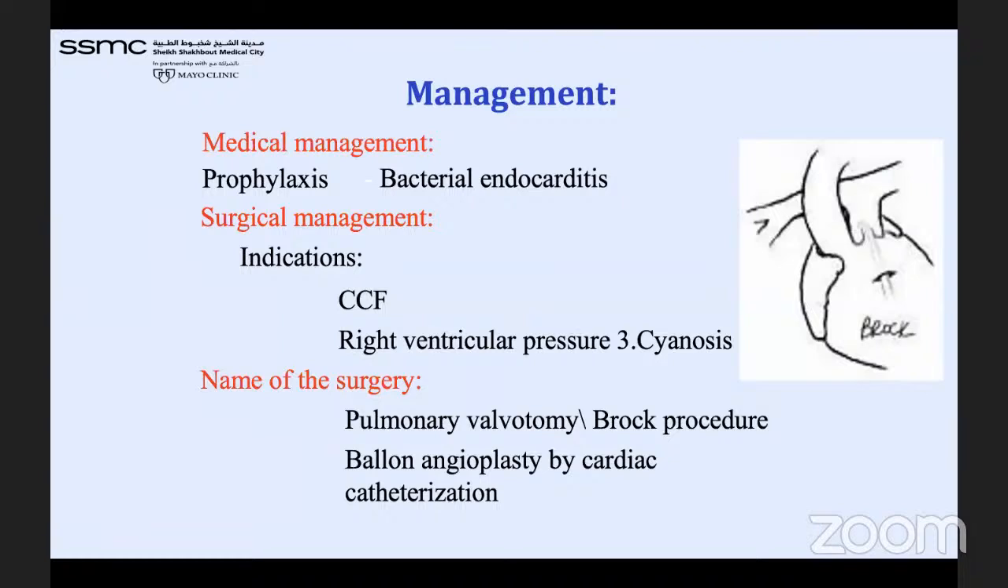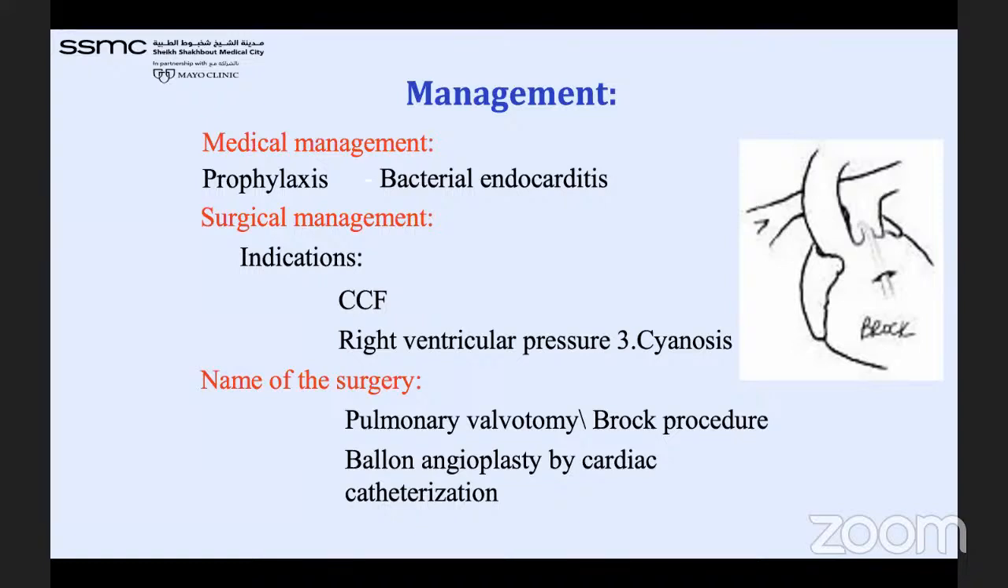So what is the management? Medical management: if the child is in congestive cardiac failure, you have to start the diuretics, you have to start the captopril. If the child is big, then the chance of bacterial endocarditis is there, so you have to give the prophylaxis antibiotic for that.